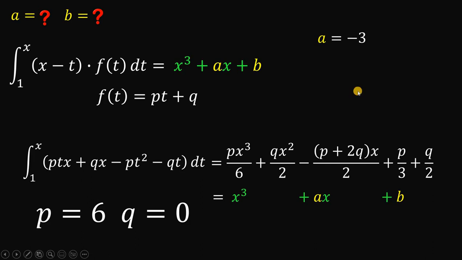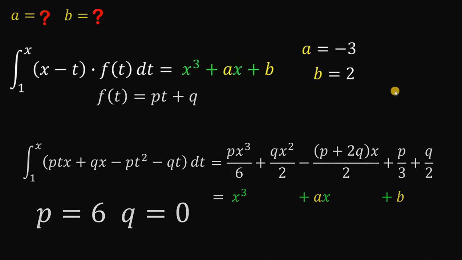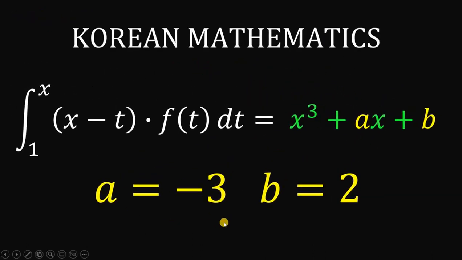Now, how about the value of b? b is just negative p over 3 plus q over 2. Now we know that p is 6 and q is 0. So b must be equal to 6 over 3 plus 0, or simply equal to 2. Therefore, our answer to this question is a must be equal to -3 and b must be equal to 2. And as always, we are done.